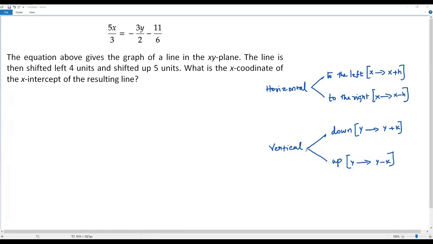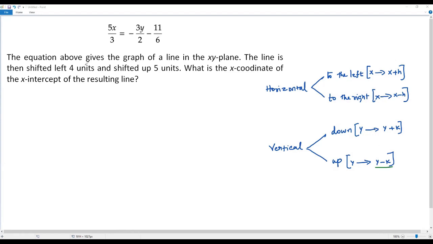Okay, now in vertical translation also we have two types. One is down and the other one is up. When I do a vertical translation by k units down, then y in the original equation has to be replaced by y plus k. When I do a vertical translation by k units up, then y in the original equation has to be replaced by y minus k.